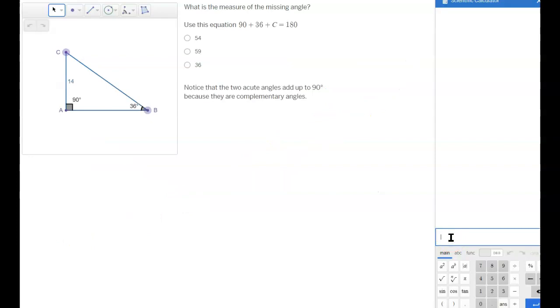By using my calculator, the first thing that I'm going to do is add 90 plus 36. I don't know if you can see that, but it comes out to 126. So then 126 plus C is equal to 180. Now, I'm going to go ahead and subtract 126 from both sides. That tells me that C is equal to 180 minus 126. Again, you can't see that, but it's 54.